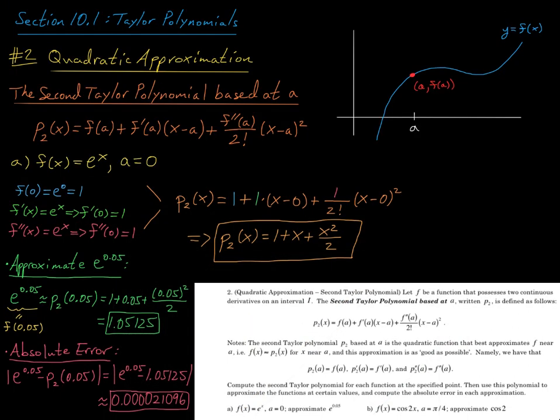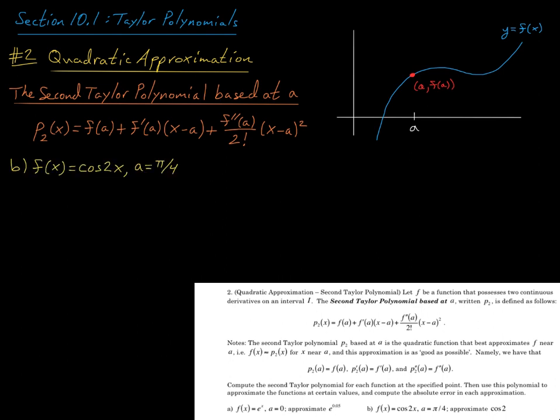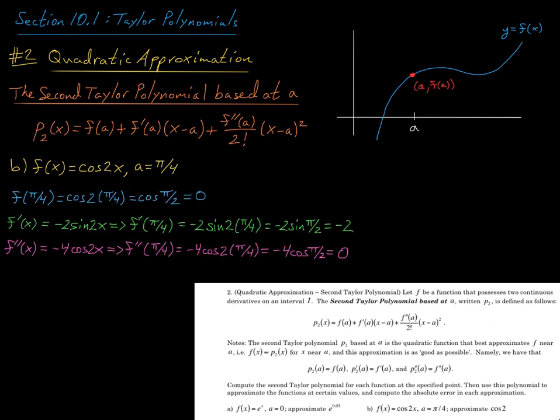All right, so let's now go to part B. We're looking at f of x is cosine of 2x, and here a is pi over 4. So we'll start out doing the same thing. I want f of pi over 4, f prime of pi over 4, and f double prime of pi over 4. So f of pi over 4 is the cosine of 2 times pi over 4, so that's the cosine of pi over 2, and that's 0.